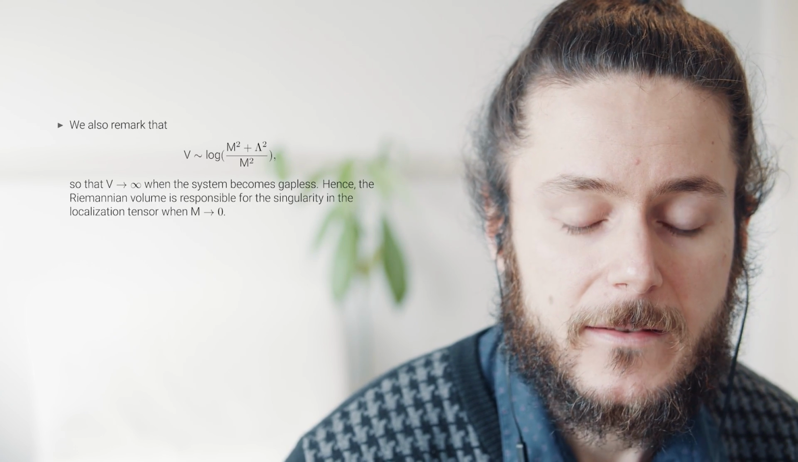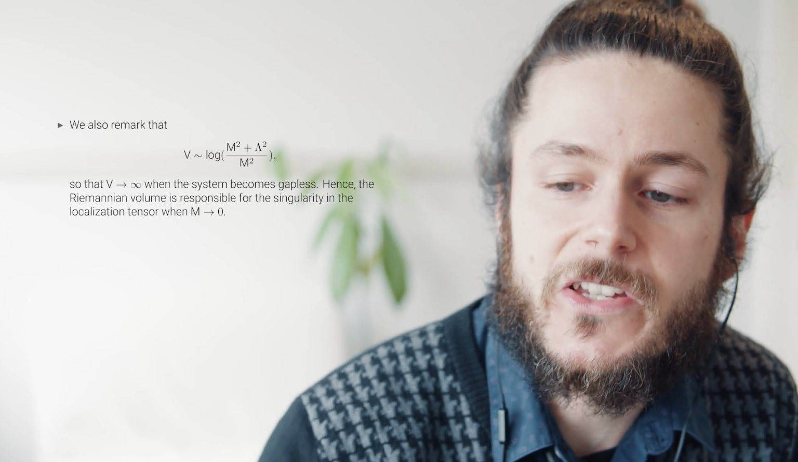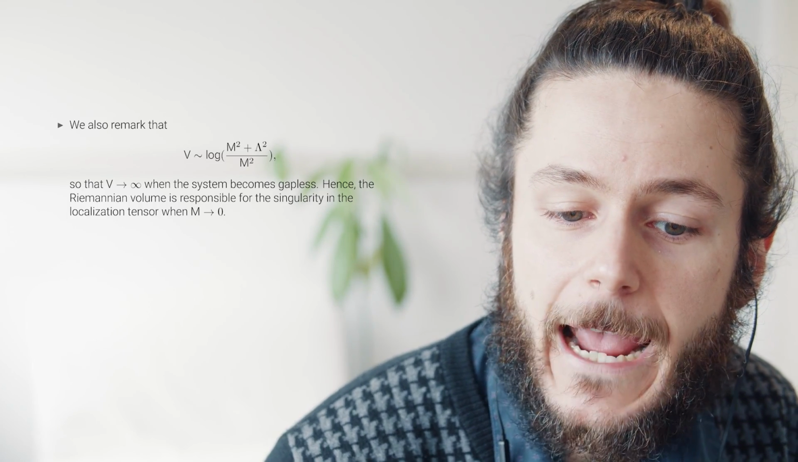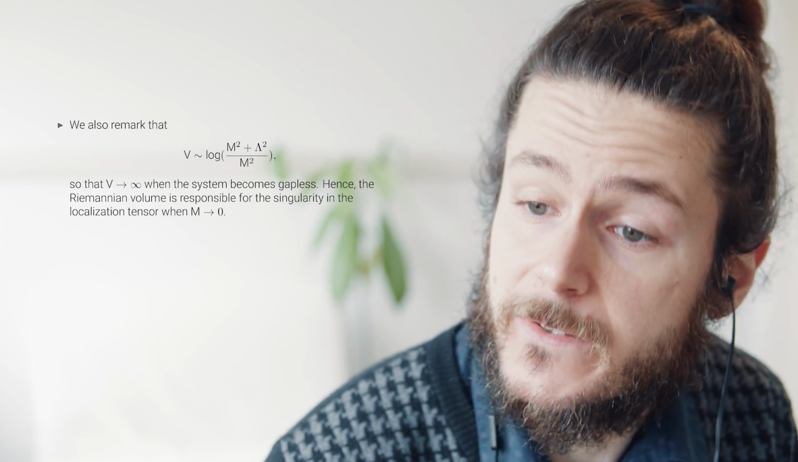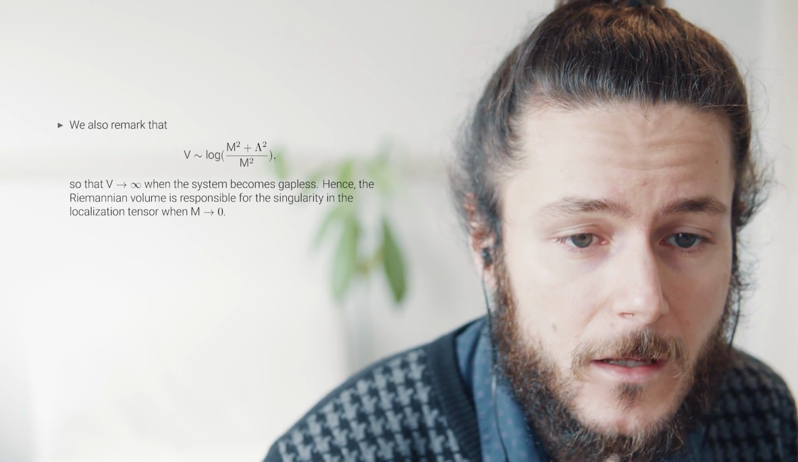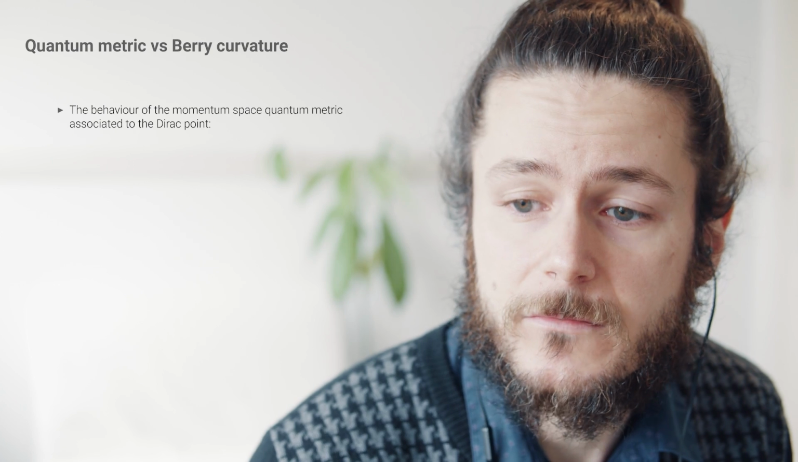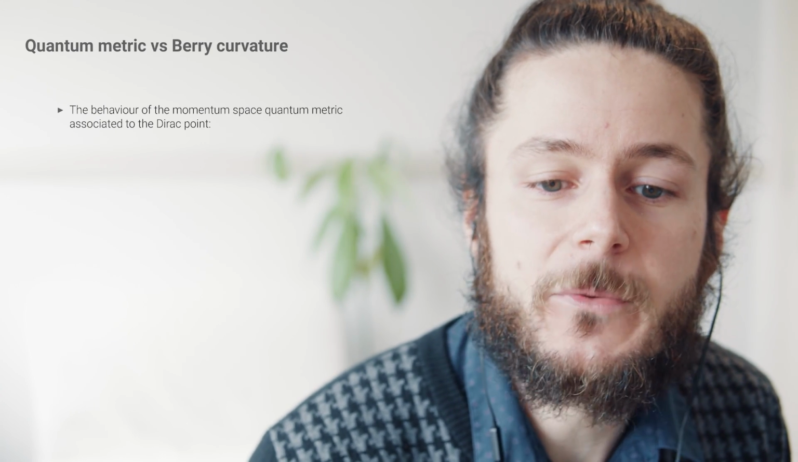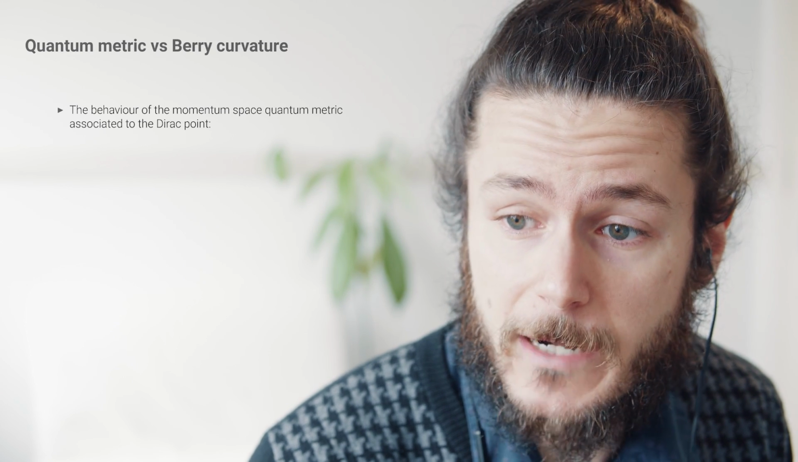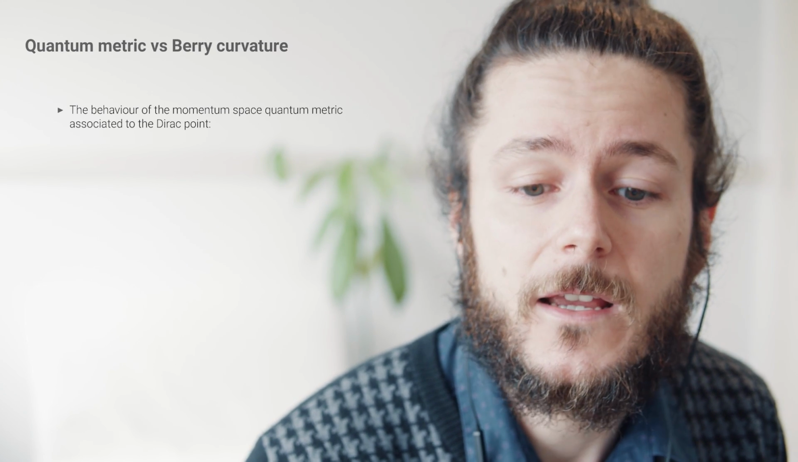We also remark that the Riemannian volume goes like that. And you see that as m goes to 0, the Riemannian volume blows up and the system becomes gapless. Therefore, the Riemannian volume is responsible for the singularity in the localization tensor when m goes to 0, meaning when the system became metallic. It is important to compare the quantum metric to the Berry curvature. Let us see. The behavior of the momentum space quantum metric associated to the Dirac point that I just described is given as follows.